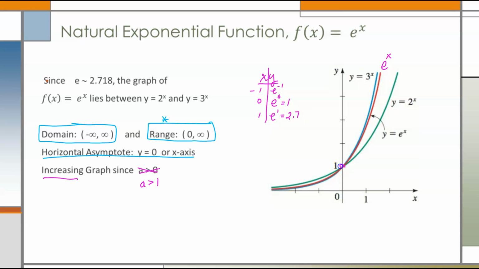I can plot 0, 1. I can plot 1, 2.718. And that just gives us a little bit more detail in the e to the x graph. But everything that we learned before applies, only we're looking at base e, base 2.7.